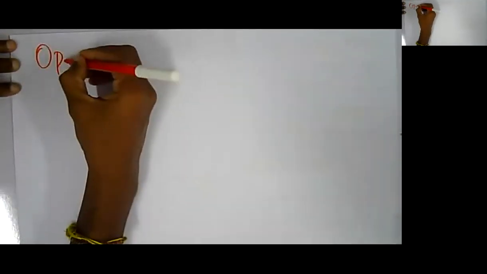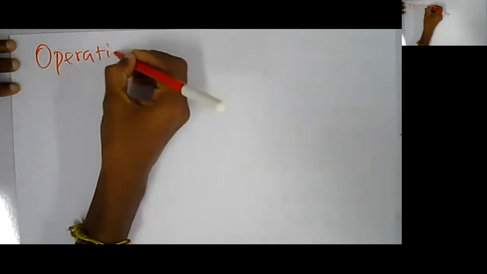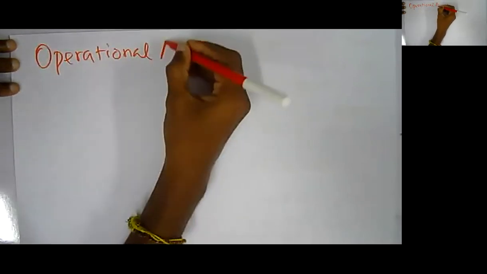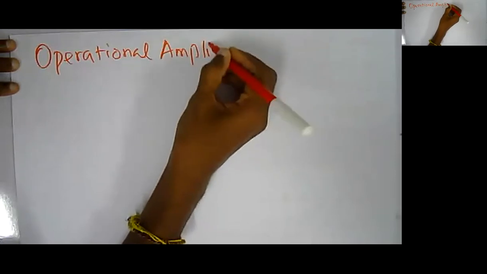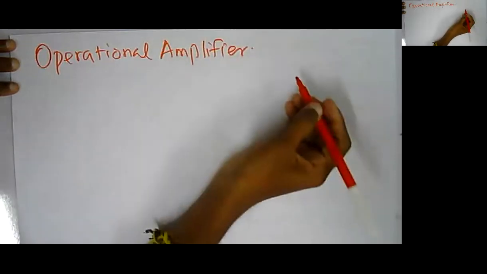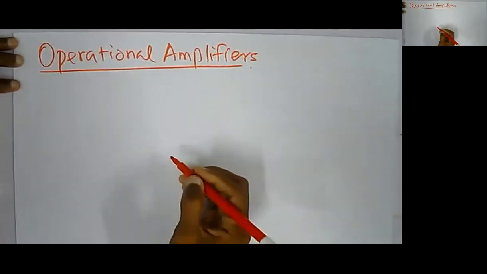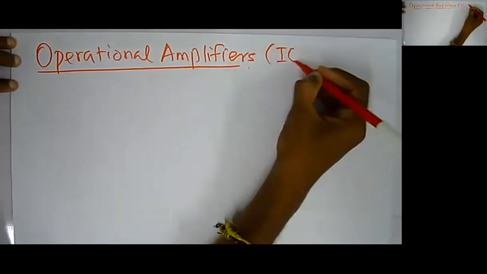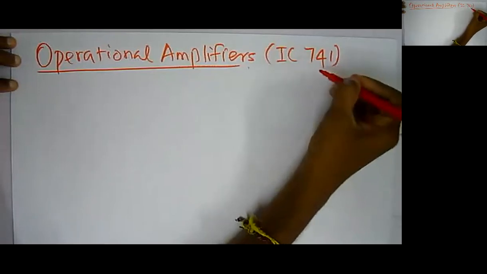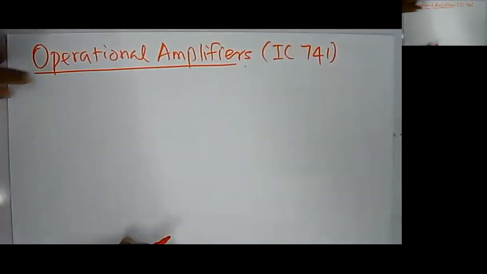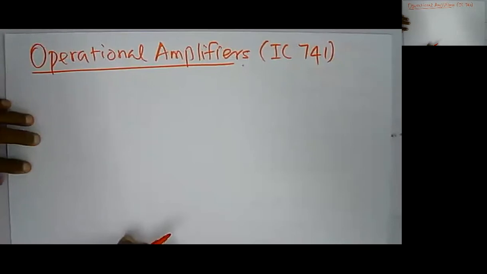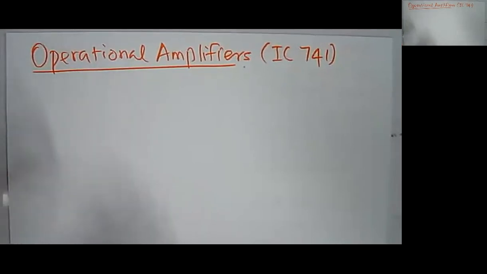Which is one of the easiest and simplest subjects, operational amplifier. The IC741, the integrated circuit number. This is the circuit number, the IC741.